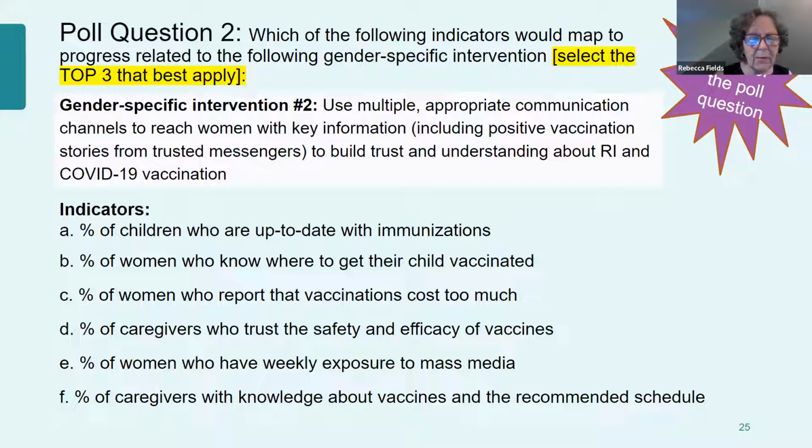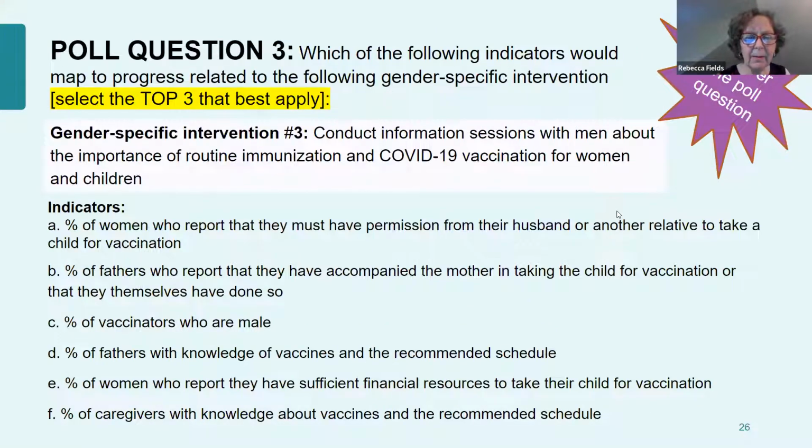All right, so again, choosing the top three. This is about male engagement. The intervention is to conduct information sessions with men about the importance of routine immunization and COVID-19 vaccination for women and children. This is a shortened way of describing the intervention. We had longer wording for it last week.